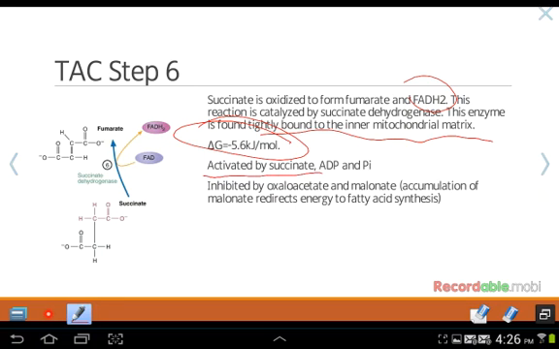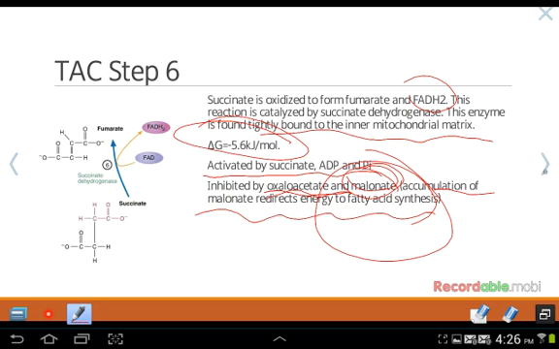This enzyme is activated by succinate or ADP and inorganic phosphate, while it is inhibited by a downstream product, oxaloacetate, as well as malonate. Malonate is a byproduct that accumulation of malonate redirects the energy of fatty acid synthesis. So if we have plenty of energy, we have plenty of ATP, malonate will build up and say, hey, instead of making more ATP, let's start building us some fatty acids.